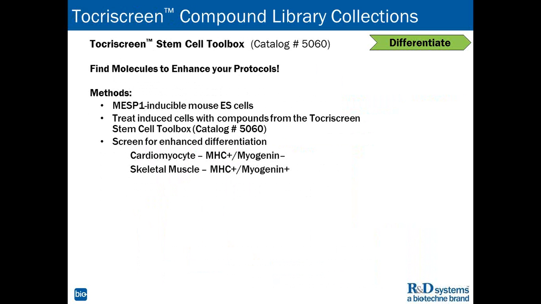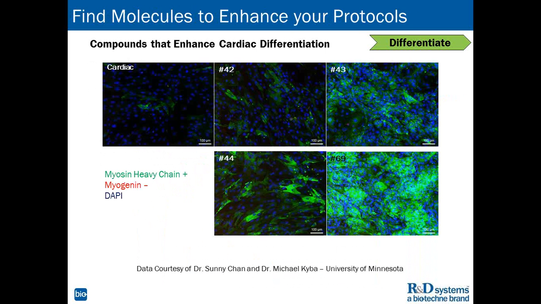And the way that this was done was using a MESP1 inducible mouse embryonic stem cell line that was developed in the Kaiba lab. When induced, these will push the embryonic stem cells toward a mesodermal lineage. Once these are induced, they are treated with a variety of different compounds from the stem cell toolbox available from Tocriscreen, and then they were screened for their enhancement of differentiation into either cardiomyocytes or skeletal muscle by immunocytochemistry for MHC and myogenin.